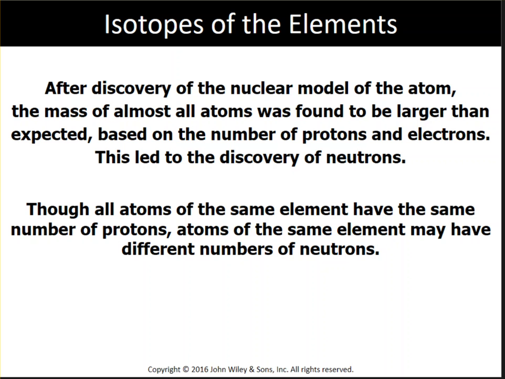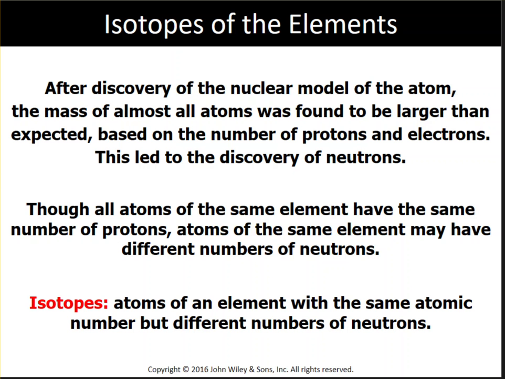Now, those types of elements that have the same number of protons, meaning the same atomic number, but different mass, are called isotopes. So isotopes have the same atomic number, the same number of protons, but they have a different number of neutrons.